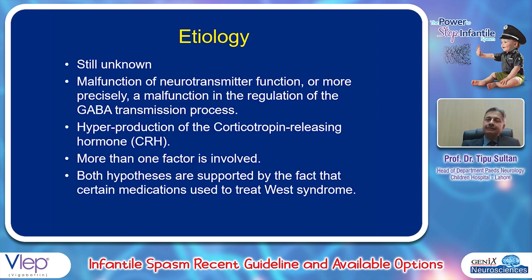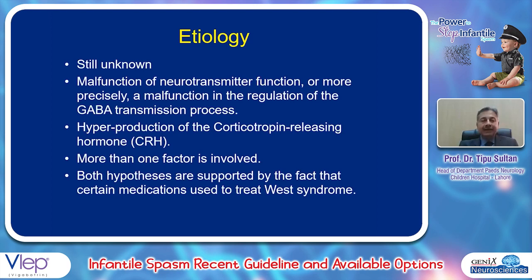Despite advancement in genetics and radiology, in many children we are still not sure about the etiological factors. The pathophysiology for the development of these infantile spasms is again not very clear, but the possible hypothetical underlying mechanism is dysregulation in the GABA transmitter process. Hyperproduction of corticotropin releasing hormone ultimately leads to the development of these infantile spasms, and probably more than one factor is involved. These hypotheses are supported by the fact that certain medications like steroids are used in the management of spasms.